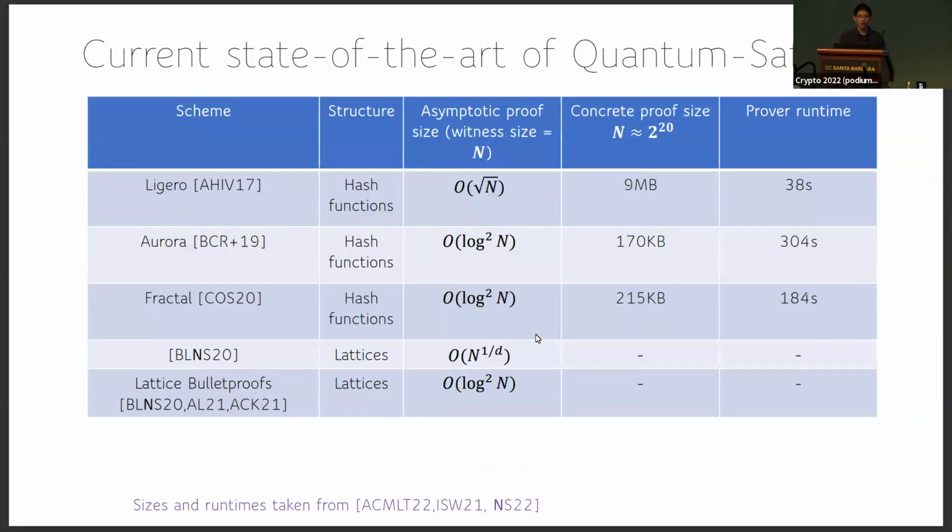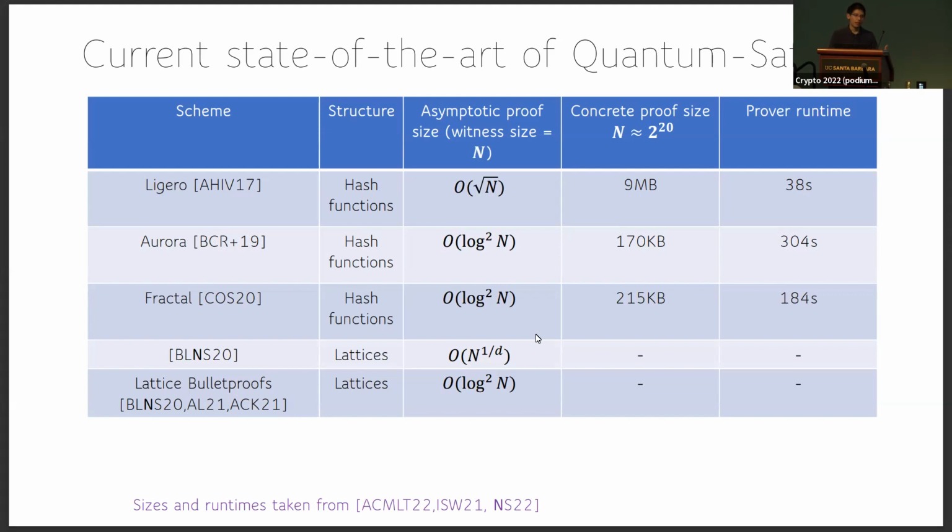However, if we look at the current state of the art quantum safe zero knowledge proofs, then the situation is pretty interesting. So we have very nice hash-based proof systems, such as Ligero, Aurora, and Fractal, where the latter 2 achieve polylogarithmic proof size asymptotically, and concretely, when the witness size is around 1 million, then it's around 200 kilobytes.